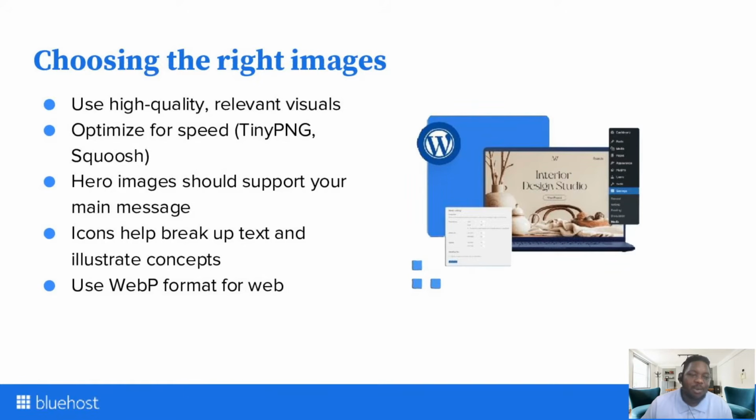Hero images should support your actual message. Once again, that goes back to the theory. If we're a site and we are selling items, or we have a pizza restaurant like mine, we want to make sure that the images play into that and not something out of the ordinary like a car. Doesn't really have much to do with the actual pizza. Icons are useful for breaking up text also. We want to use WebP formats for the actual web. These images are made for the web, so uploading them is better for your system. Doesn't take up too much space on your actual site.